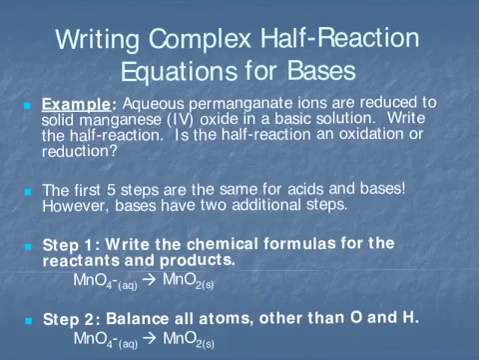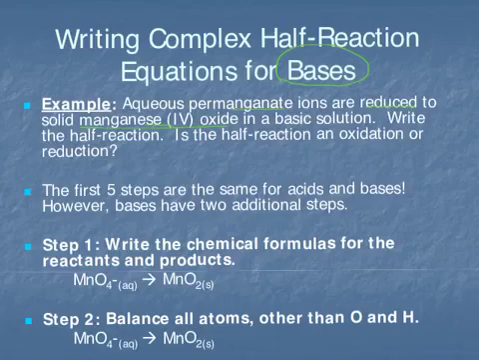Okay, now that we've done a half reaction in an acidic medium, let's now do one for a basic medium. So here we have aqueous permanganate ions that are converted, or we tell you now it's reduced, to solid manganese oxide. And then we're asked to find a half reaction and to determine if it's a reduction or an oxidation.